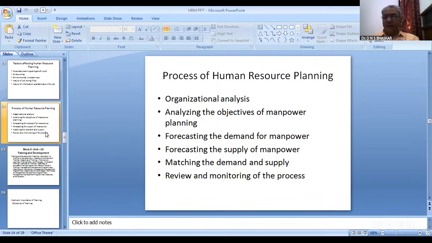Forecasting the demand for manpower: what will be the demand for manpower is first to be forecasted, that is, how much will be the gap. Then forecasting the supply of manpower is also very, very essential. Matching the demand and supply: match the demand with the supply. Then review and monitor the progress. These are other important aspects in this.